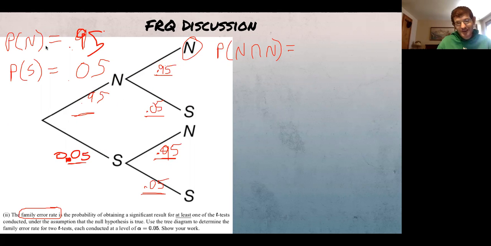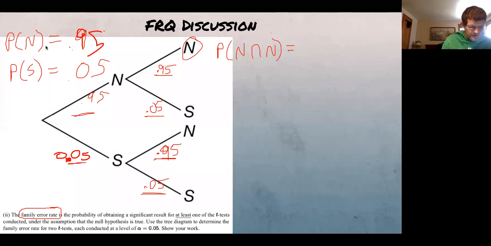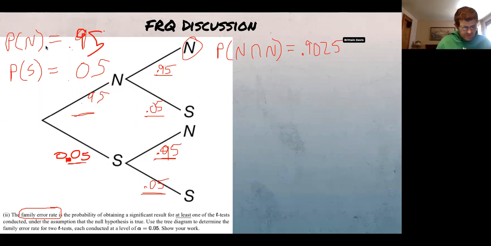Well, actually we did. This is conditional probability. I should add that in. But it's already accounted for right here. So the conditional probability for all this is going to be 0.9025. That's just the 95 times the 95. All right. Now, this is going to be the probability of not getting a statistically significant result and then getting one. So that's going to be 0.95 times 0.05.